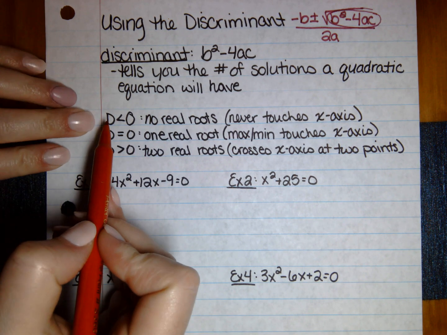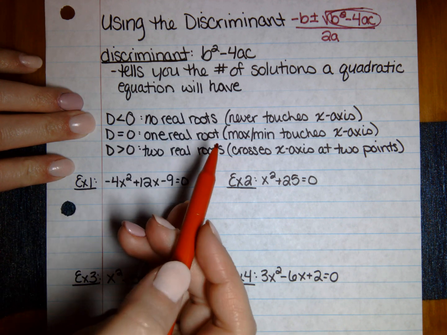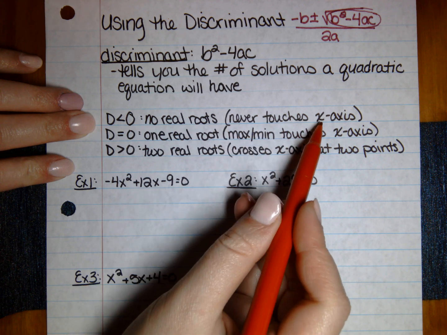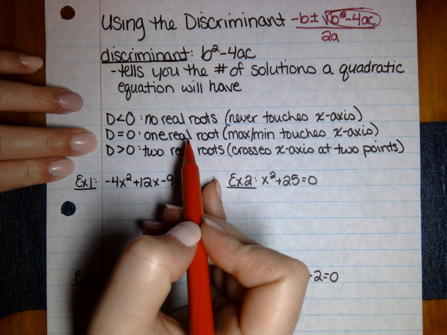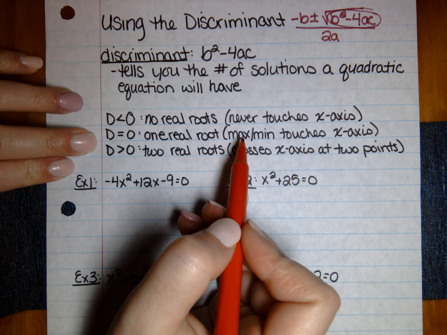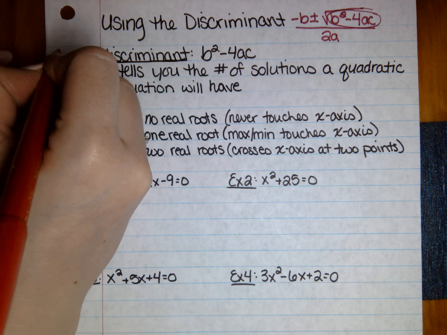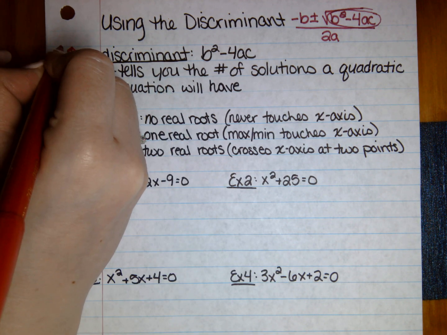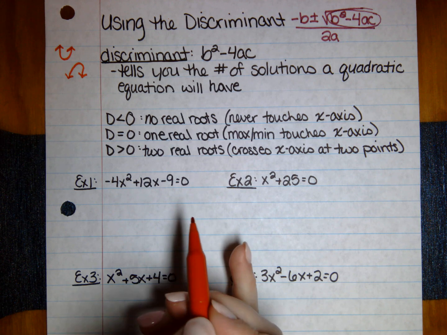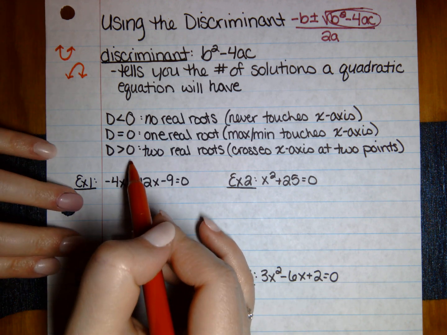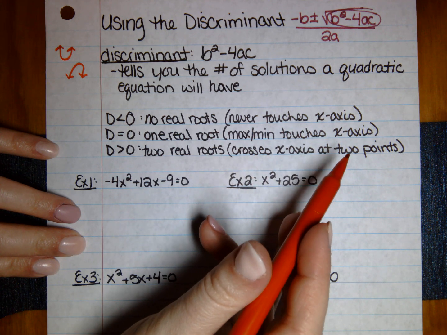So if your discriminant is less than 0, so if it's a negative number, you're going to have no real solutions, or no real roots, which means that your graph is never going to touch the x-axis. If your discriminant is equal to 0, that means you're going to have one real root, which means the maximum or the minimum is going to touch your x-axis. Remember, for quadratic functions, we have parabolas, so U-shaped, either opening up or opening down. And if your discriminant is greater than 0, you'll have two real roots or solutions, which means it's going to cross your x-axis at two distinct points.